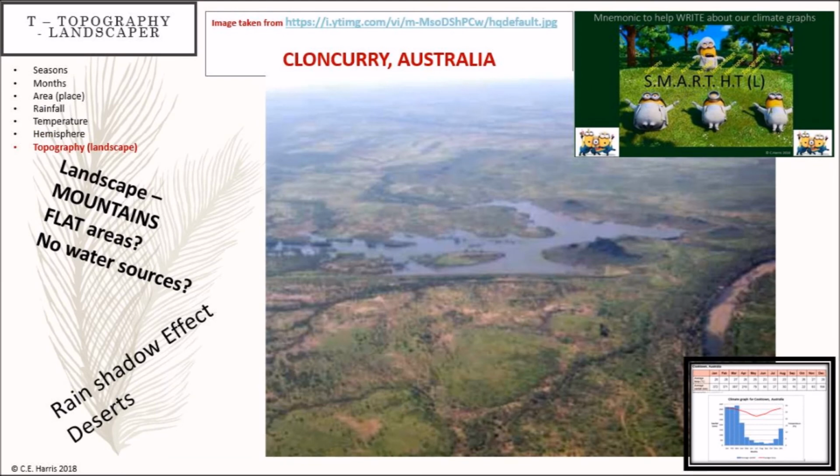The second T, and in brackets L, of SMARTHTL stands for topography or landscape. The landscape or topography can affect climate graphs in different ways. For example, mountain ranges can create what's known as rain shadow effect. This has an effect on the rainfall within an area. You will learn more about this in a later video.